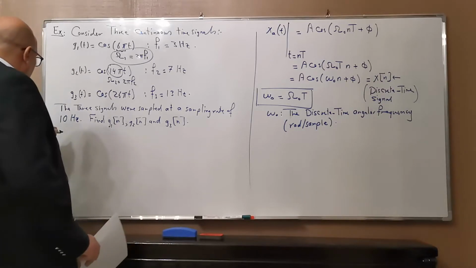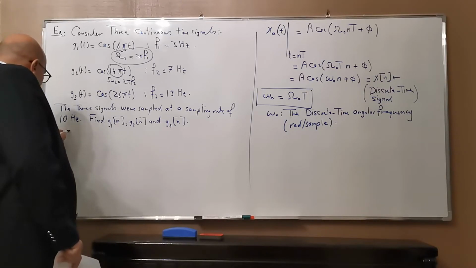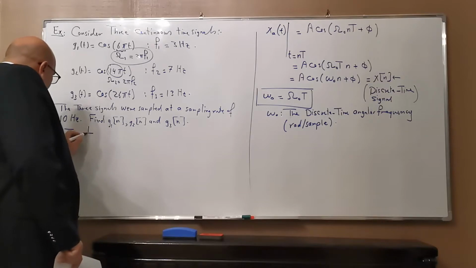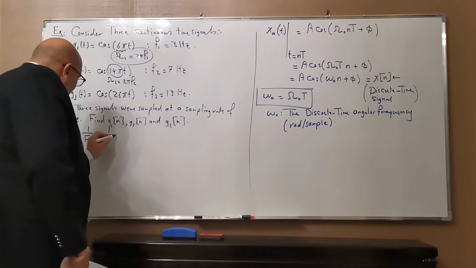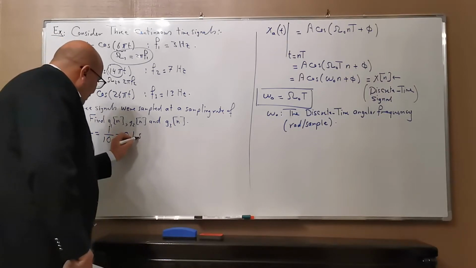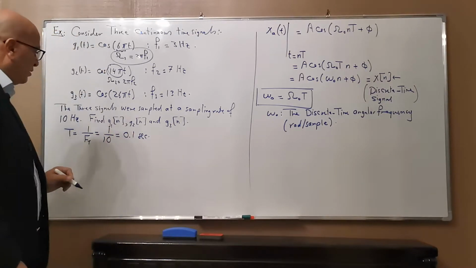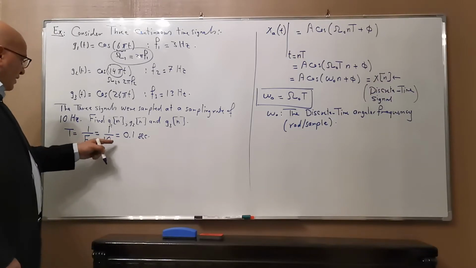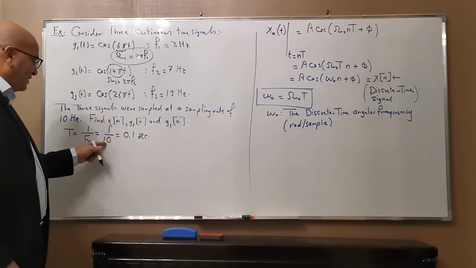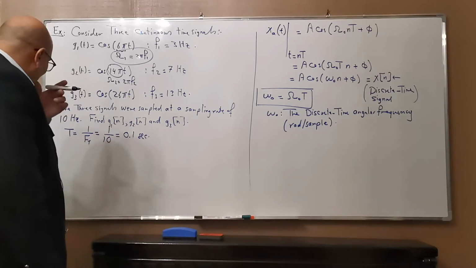Okay, so to do this, we have T equals 1 over f_T, and this equals 1 over 10, which is equal to 0.1 second. So our sampling period is equal to 0.1 second, which means that in 1 second you will get 10 samples. This is what we have here.